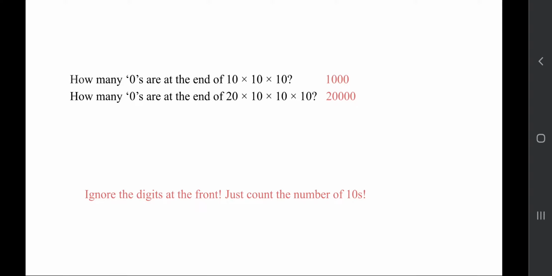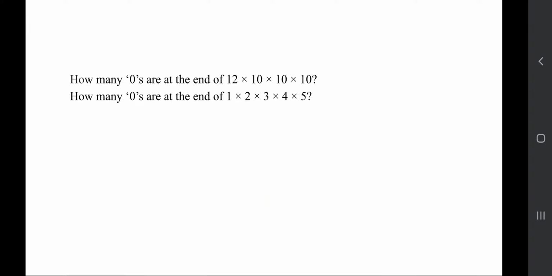But some of you are very fast, you just notice that I can just ignore the digits at the front. The 20 doesn't matter, the 2 doesn't matter. Just ignore that and count the number of tens. So the power of 10 for the first one was 10 to the power of 3, so there are 3 zeros. For the second, I can pull out 4 tens, so I have 4 zeros.